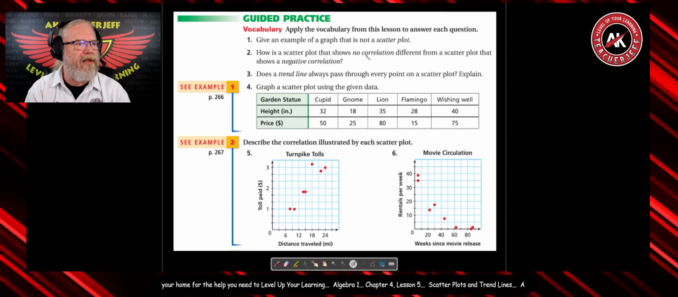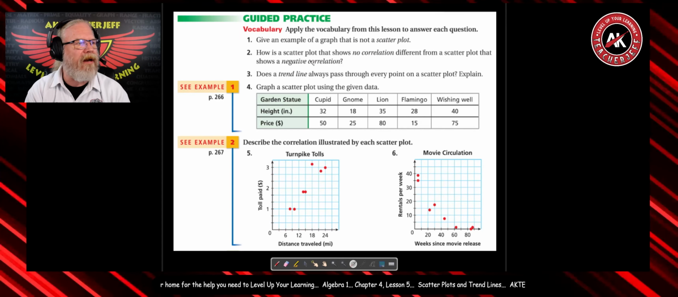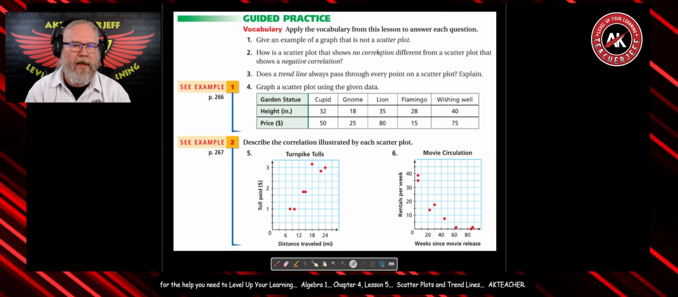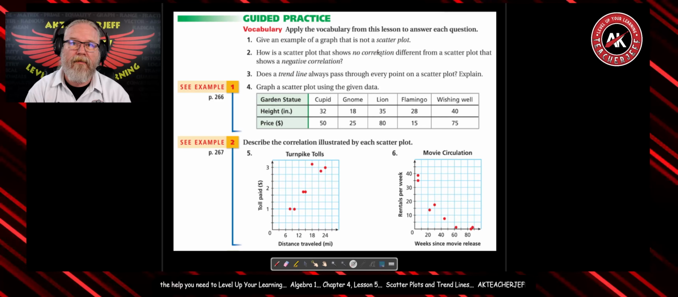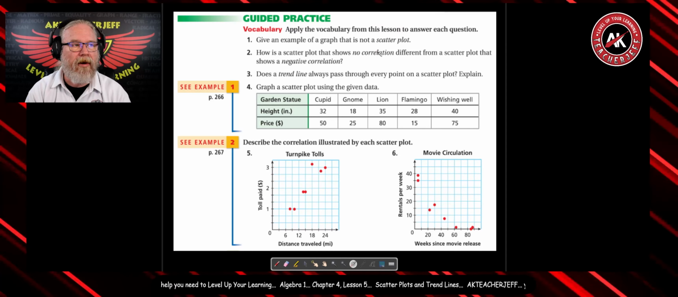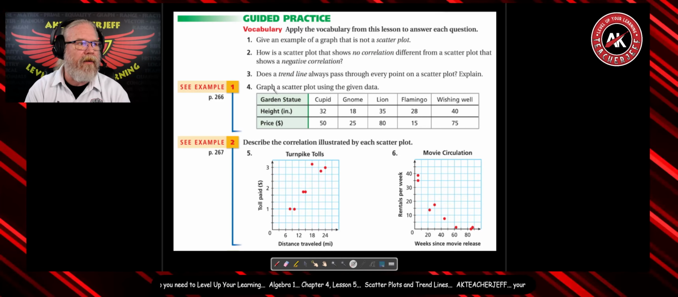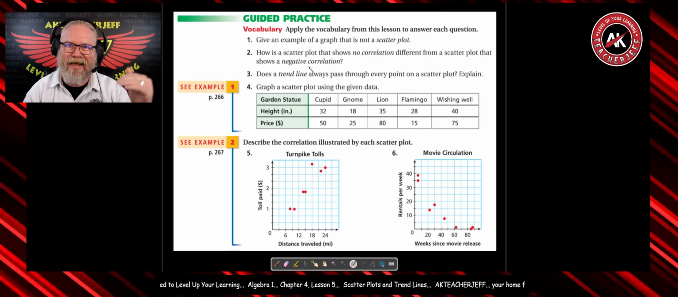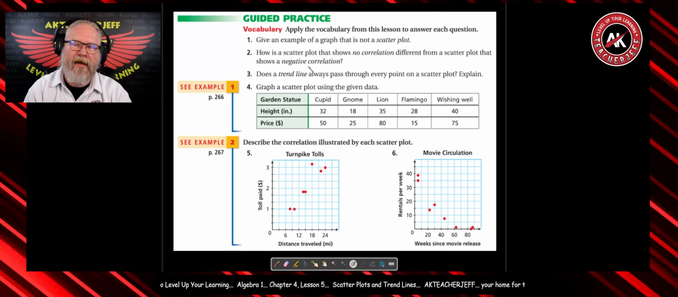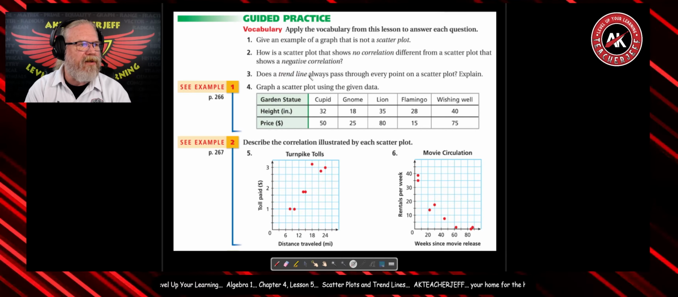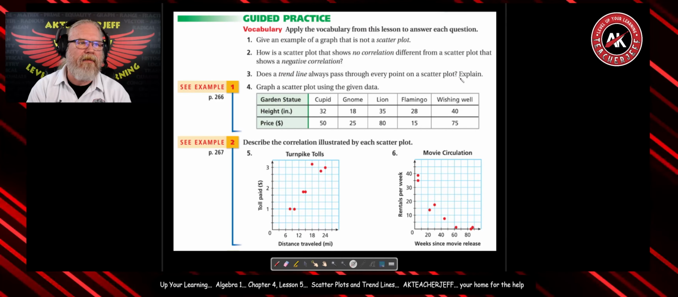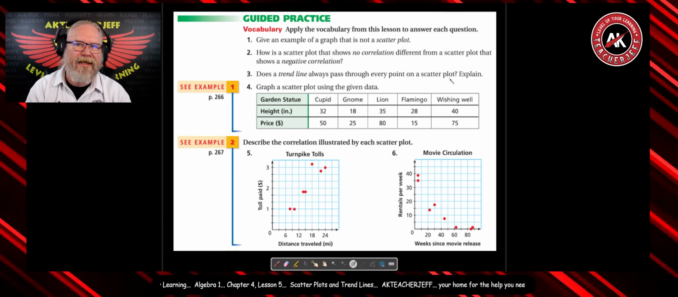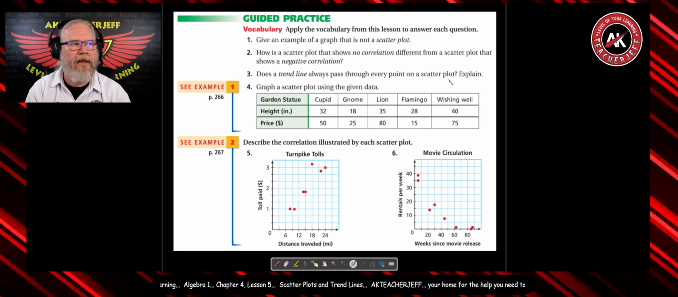How is a scatter plot that shows no correlation different from a scatter plot that shows a negative correlation? Remember, no correlation is the one that looks like someone took a shotgun with bird shot and shot a piece at the target, and the dots are everywhere on it. Whereas a negative correlation kind of gets squeezed in a way that looks like a downhill slope going from the left to the right. And does a trend line always pass through every point on a scatter plot? Well, you don't want the road going through the houses. No, a trend line does not have to go through every point on the scatter plot.